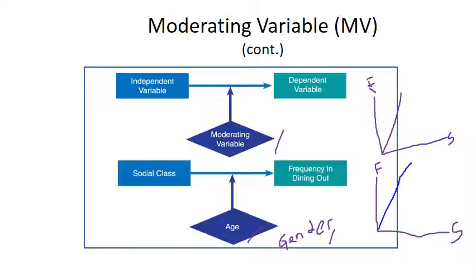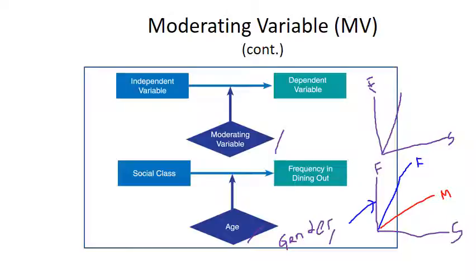Let me just change. Okay. So now the red line here represents perhaps male, and the blue line here represents the female. So if we say that gender moderates this relationship, social class to frequency of dining out, then we will get a graph like this, and with varying degrees of slopes. So here is a classic case whereby the relationship of social class and frequency of dining out affects the females more than it does the males.